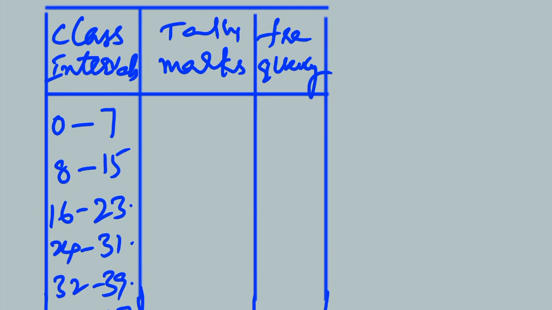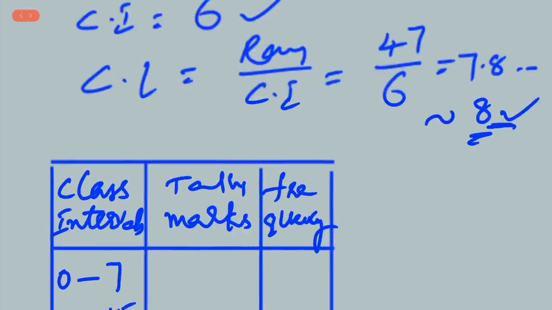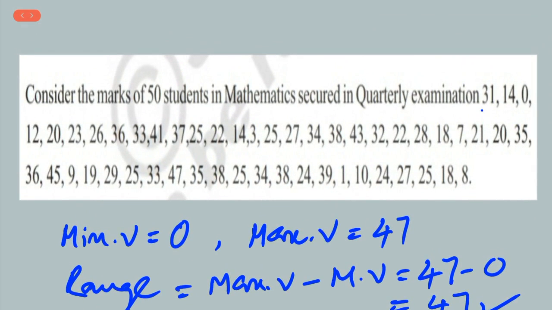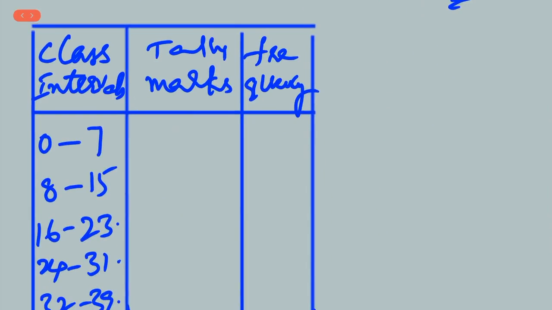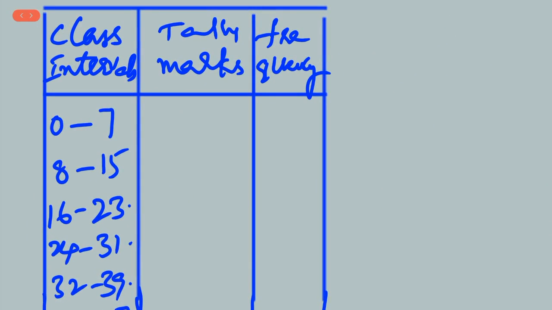After completing the class intervals, the next thing is tally marks. Tally marks, we all know that, we learned them already in 7th class. For example, here, what is the first observation? The first observation is 31. So one by one we have to select the observations and see in which interval each falls. For example, 31, in which interval is it? 31 is in 24 to 31. So take one tally mark like this.